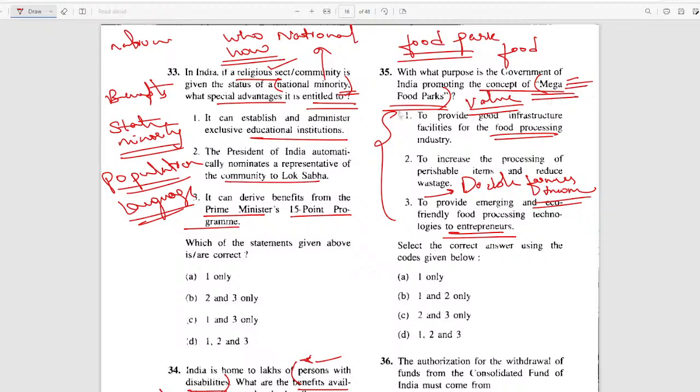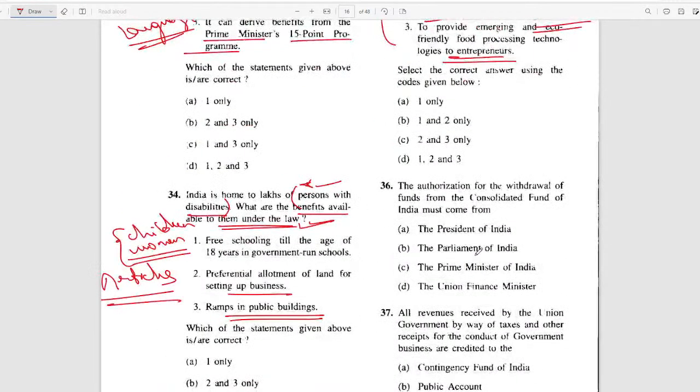You have to understand what is the purpose, how does the mega food park help, and for example, they may ask you about textile parks. They may ask you about any parks, for example, for semiconductor production. So you have to be looking out for these things. Then the 36th question is, the authorization for the withdrawal of funds from the Consolidated Fund of India must come from. There are different types of fund.